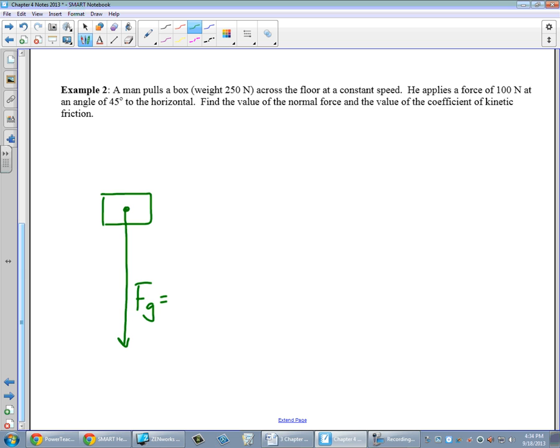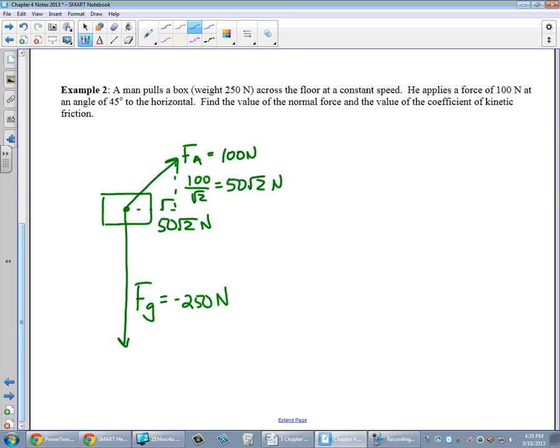We've got Fg. We've got an applied force. See if you can remember your special right triangles. The two legs would be 100 divided by the square root of 2, or if we rationalize the denominator, that's equal to 50 times the square root of 2. We'll have a normal force, which is less than the force of gravity, and we'll have a force of kinetic friction, which is equal and opposite to 50 times the square root of 2.